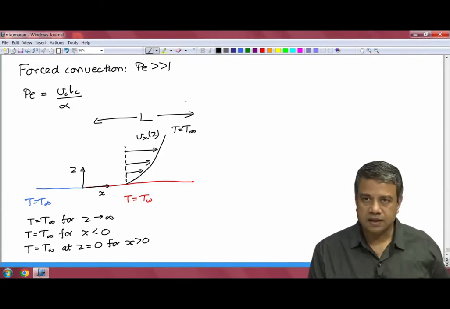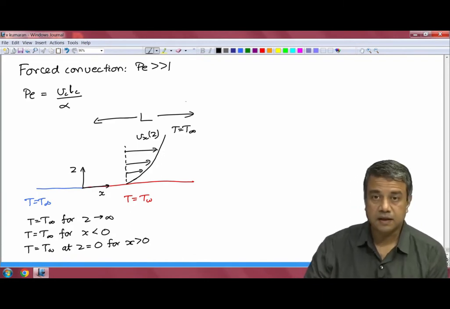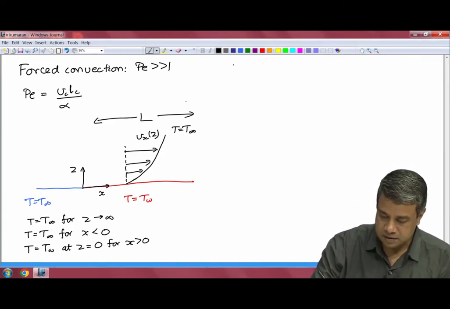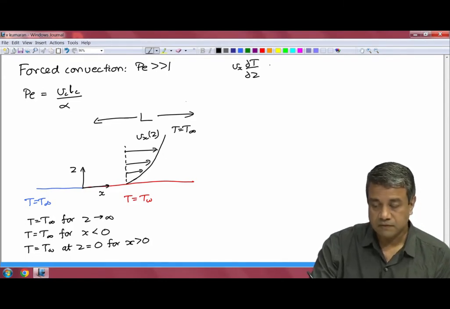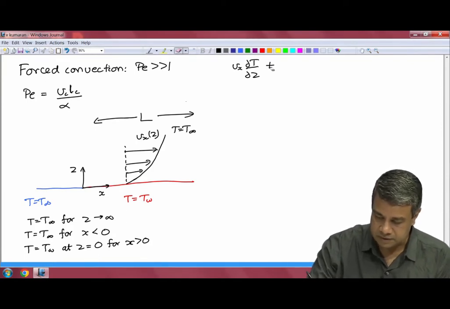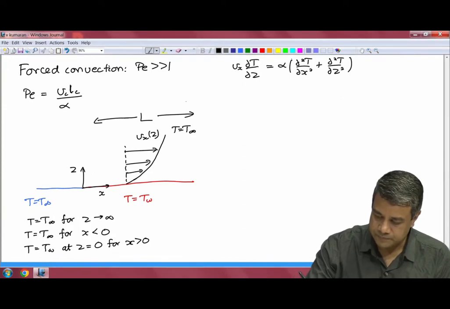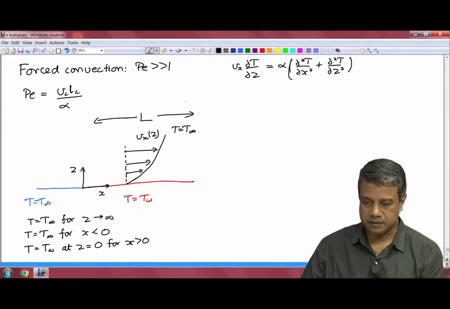So, I can scale the equations. In this case, it is a unidirectional flow and therefore, the dynamical equation is Vx partial T by partial x, with Vz equal to 0. So, this is the only non-zero convective term in the equation, and it is equal to alpha into partial square T by partial x square plus partial square T by partial z square. So, that is the conservation equation.